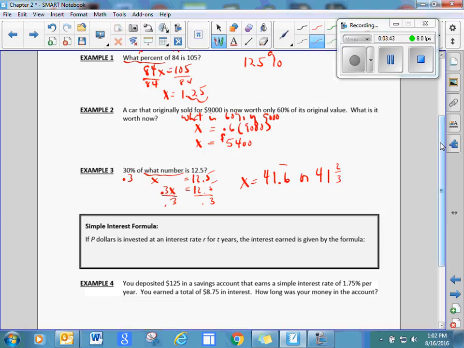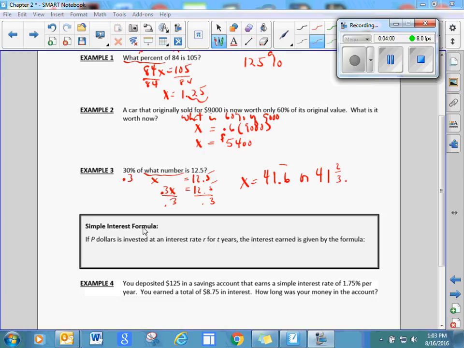All right, let's talk about a formula here that's used quite often in the financial world. Let me pause this. Okay, I'm back. Lost my screen momentarily.